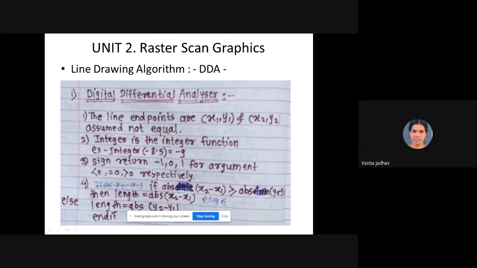So whatever steps we are writing, this is nothing but the algorithm. And according to these steps, we are trying to implement the task.